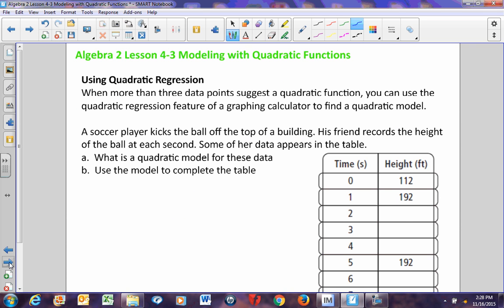Now, when more than 3 data points suggest a quadratic function, you can use the quadratic regression feature of your graphing calculator. Which means you're going to do the exact same steps that we used with linear regression, except now you're going to use quadratic regression instead of linear regression.